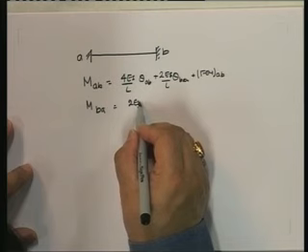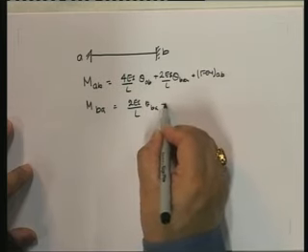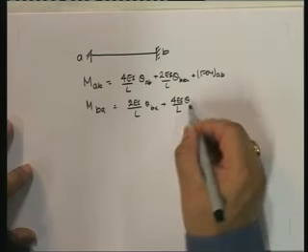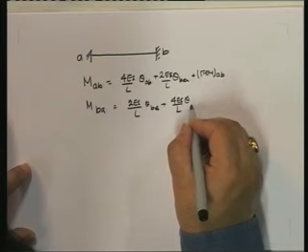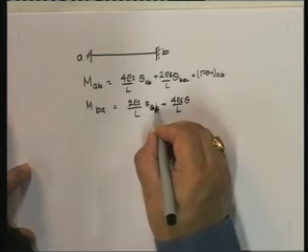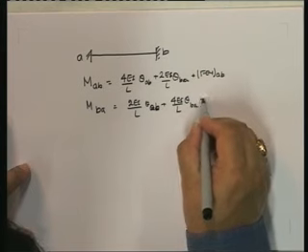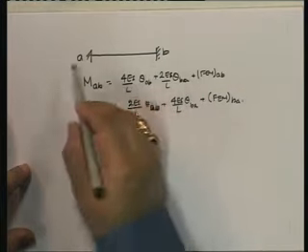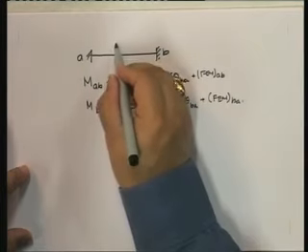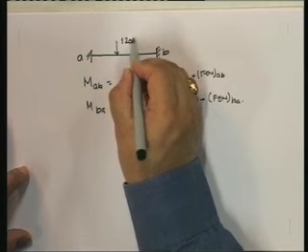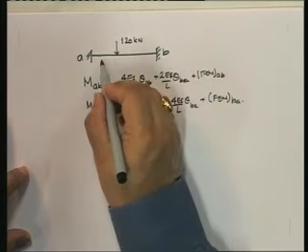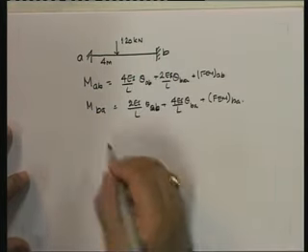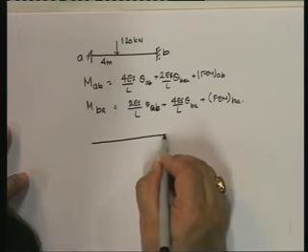and MBA is equal to 2EI upon L theta AB plus 4EI upon L theta BA plus the fixed end moment BA. So for AB, this is what I do, and the fixed end moment comes from this 120 kilonewton force acting at 4 meters. For BC, I am going to consider it this way.